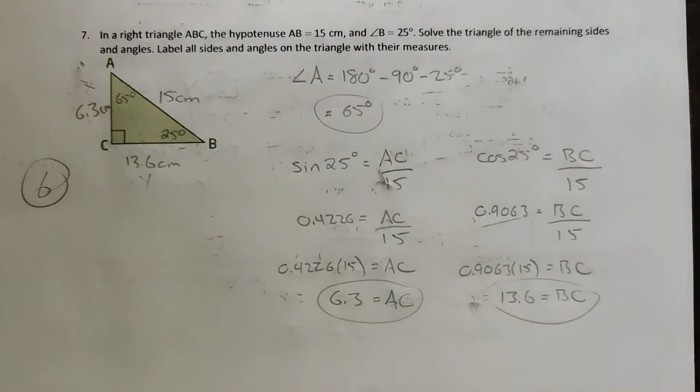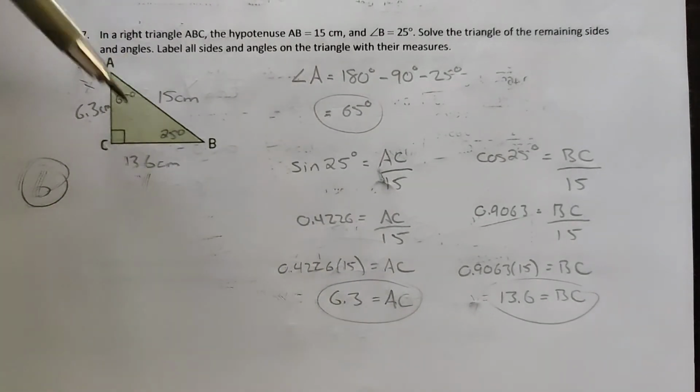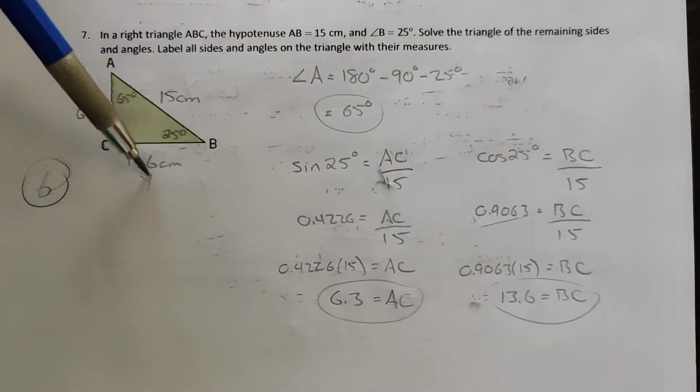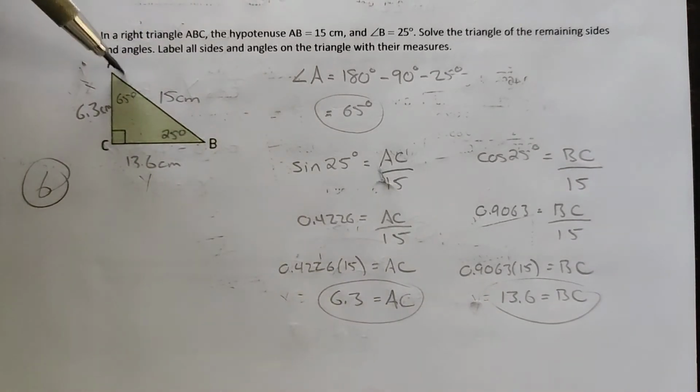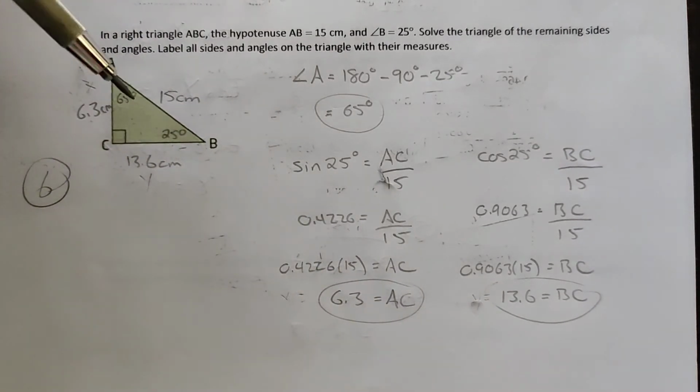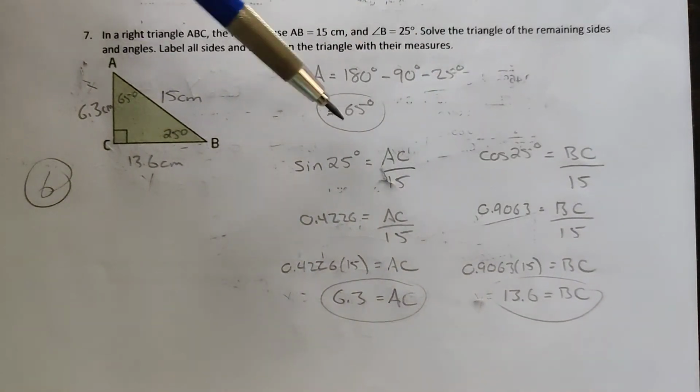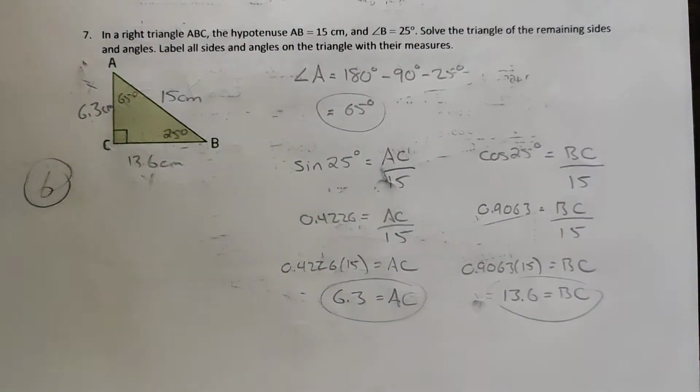So that was one mark. It was to actually label everything. So you should have 25, 25, 15, 13.6. And if you wanted the longer decimal, you could use that. And then the 6.3. Angle A here, we're given angle B, we're given the hypotenuse. Angle A is just 180 minus 90 minus 25 for the 65 degrees.